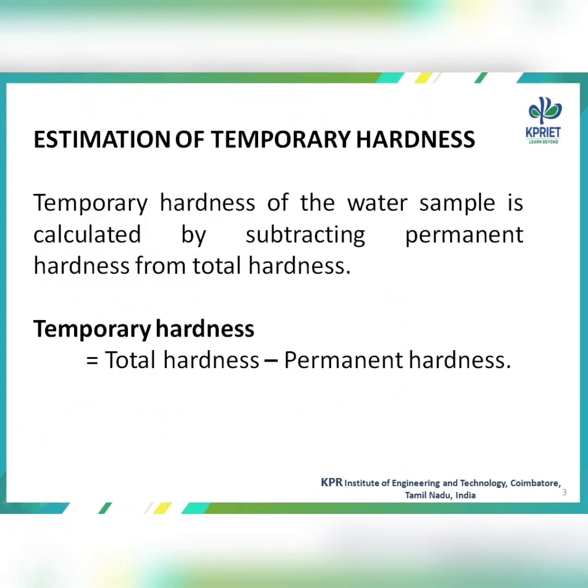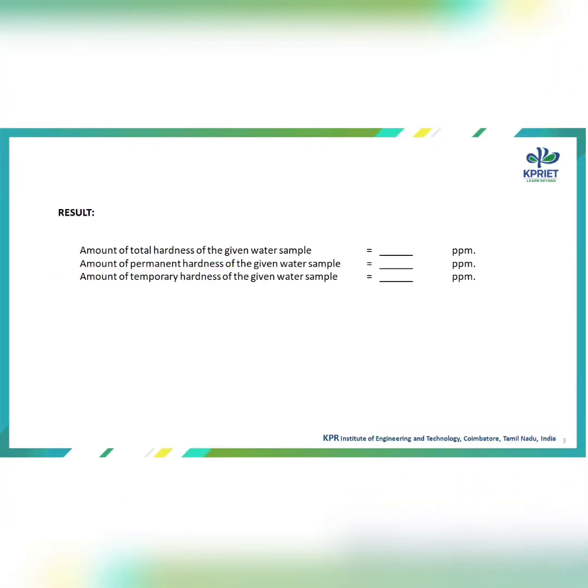Finally, temporary hardness is calculated using the formula: the amount of total hardness present minus the amount of permanent hardness present. The result is given as dash ppm of temporary hardness. The result obtained from titration 2 and 3 is summarized as the amount of total hardness of the given water sample in ppm, the amount of permanent hardness of the given water sample in ppm, and amount of temporary hardness of the given water sample in ppm.